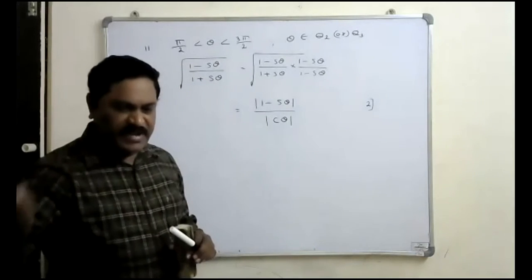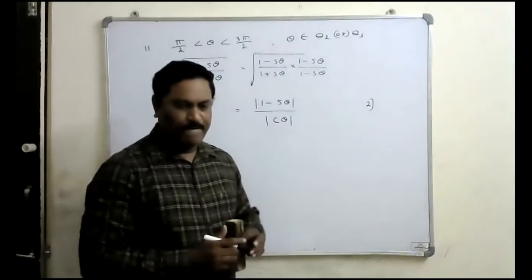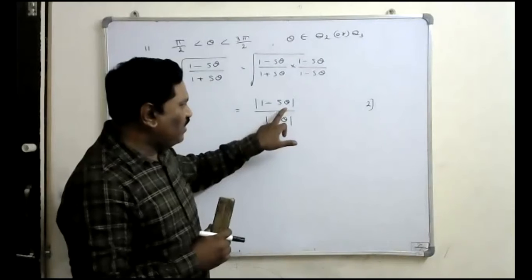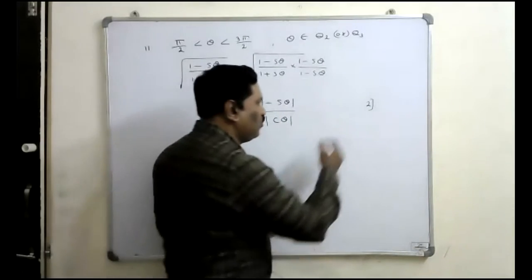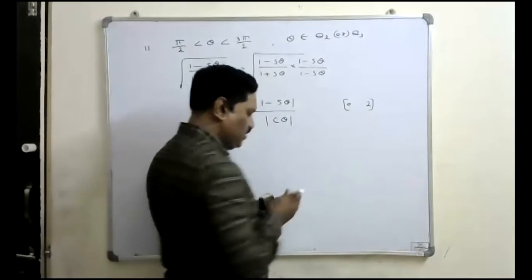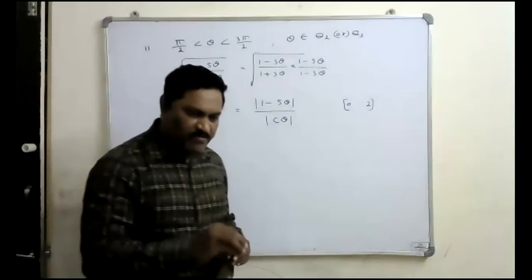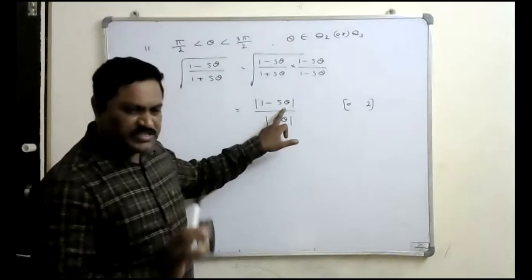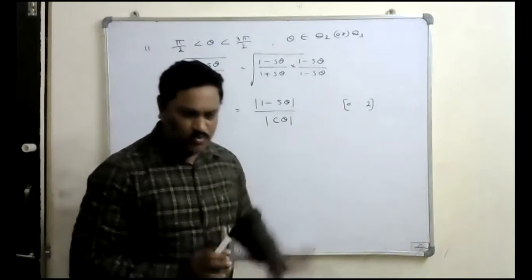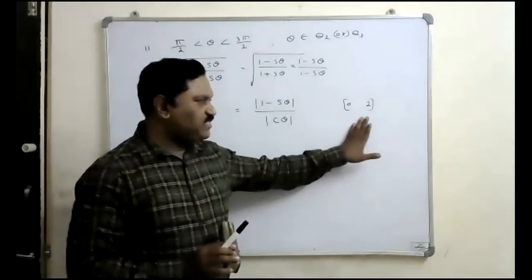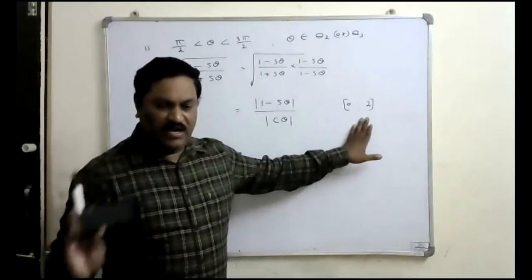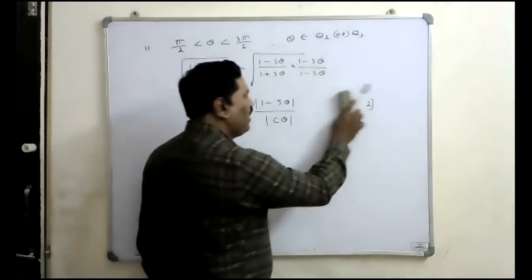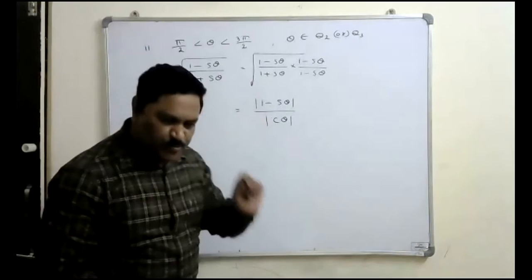What's the maximum value of sine theta? 1. So 1 minus 1, which is 0. It will be the minimum value of this. Whatever may be the angle, 1 minus sine theta always gives a value between 0 to 2. 0 to 2 means it always gives a positive value. That's why 1 minus sine theta is always positive.